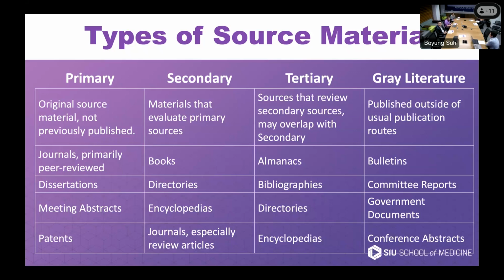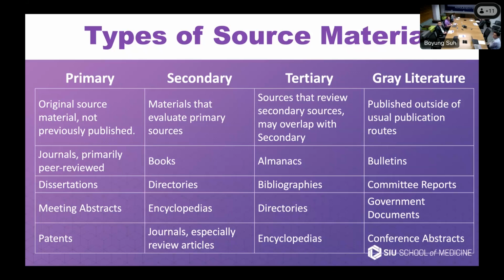Textbooks, directories, encyclopedias, journals, especially review articles, fall into our secondary type here. Tertiary would be sources that review secondary sources, so review of reviews. May also kind of be the same category as secondary. Almanacs, bibliographies, directories, encyclopedias. Encyclopedias pull double duty here. Textbooks can also fall into tertiary.